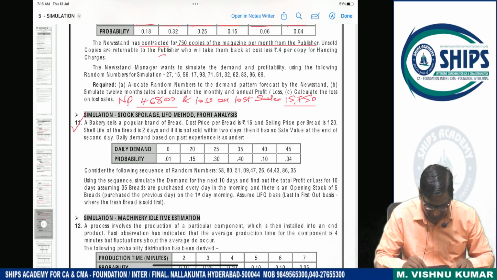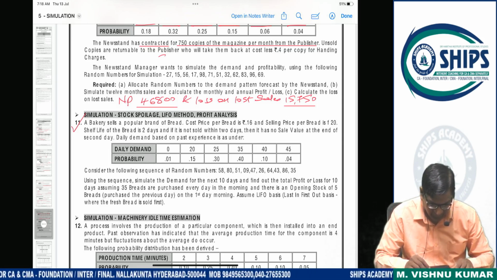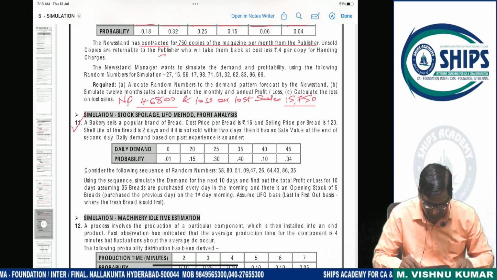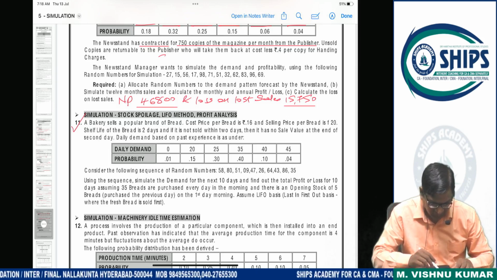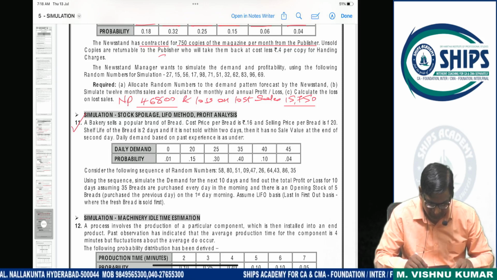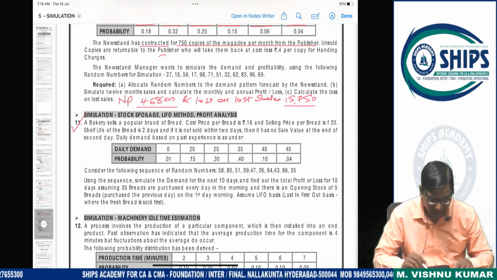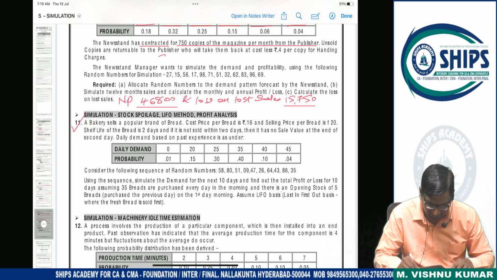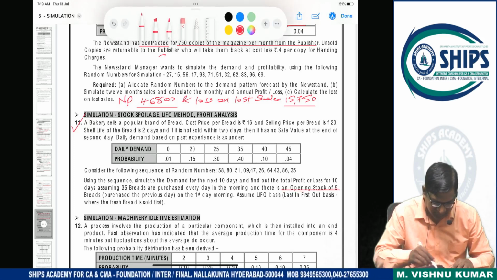Random numbers, 10 random numbers are given. Using the sequence, simulate the demand for next 10 days and find out total profit or loss for 10 days, assuming 35 breads are purchased every day in morning and there is an opening stock of 5 breads. Purchased the previous day, on first day morning. Assume LIFO method. So this opening stock point is important here.